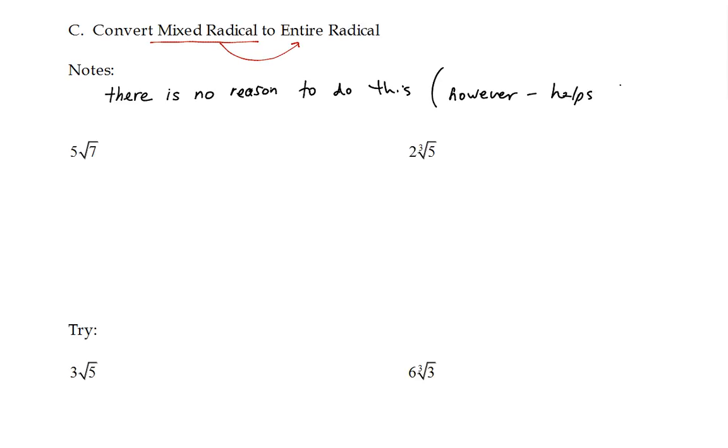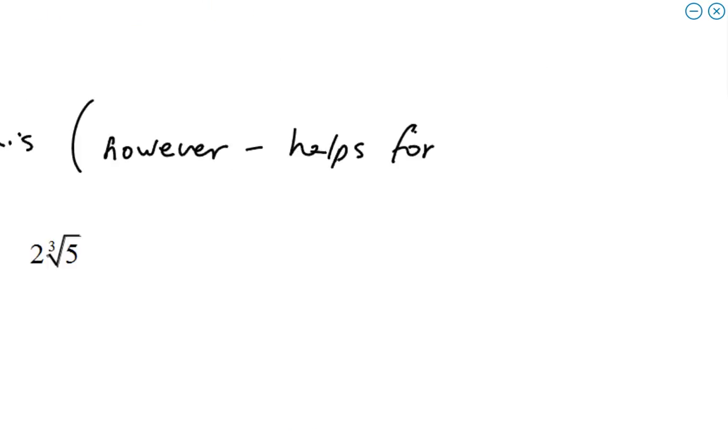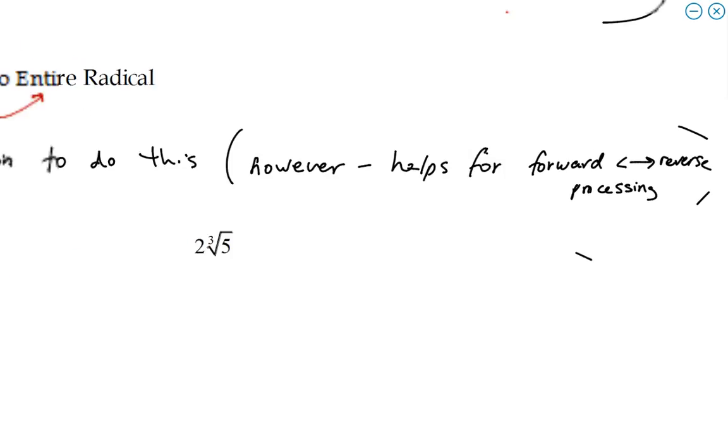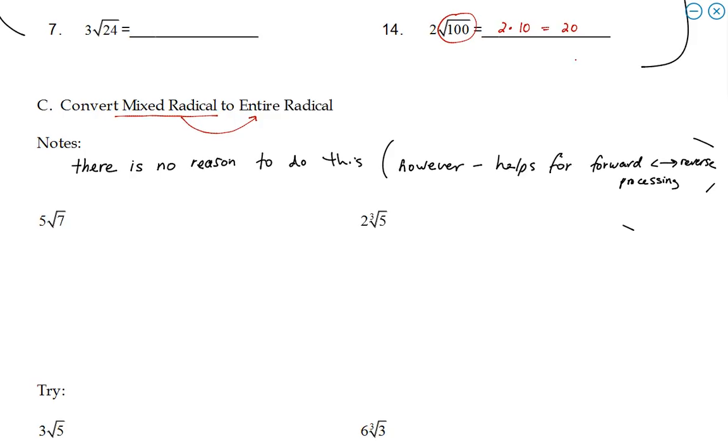It helps for, like in math, there's always a forward and a reverse process. So what do I mean by that? If I add 5 and then subtract 5, does that sort of undo each other? That's what's happening here. If I go from the mixed radical and then back to the entire radical, it's a forward and reverse processing. It's just good for that understanding.